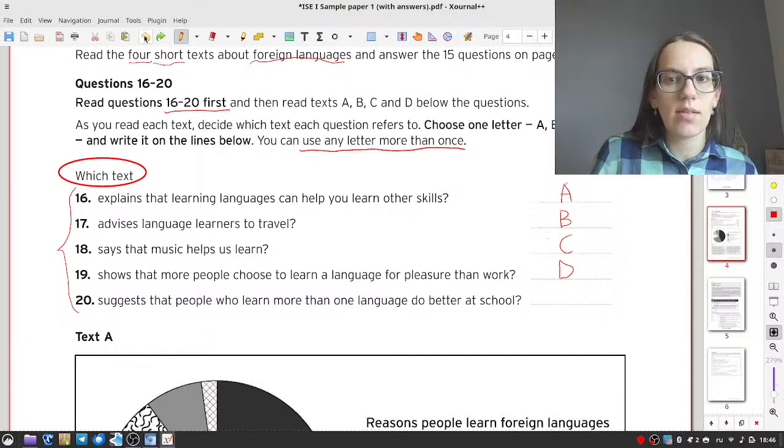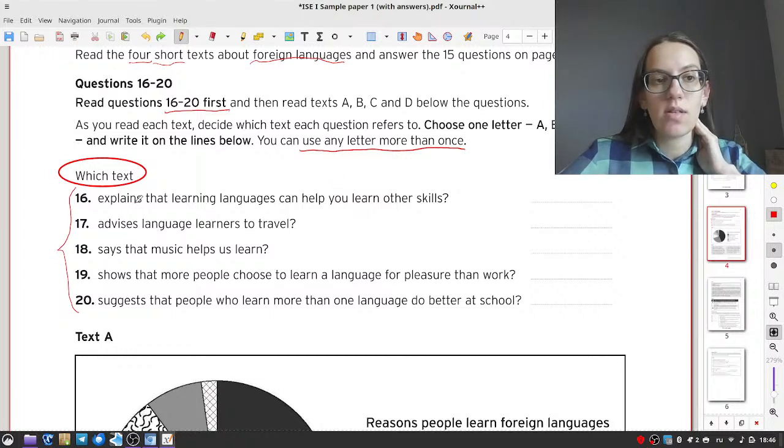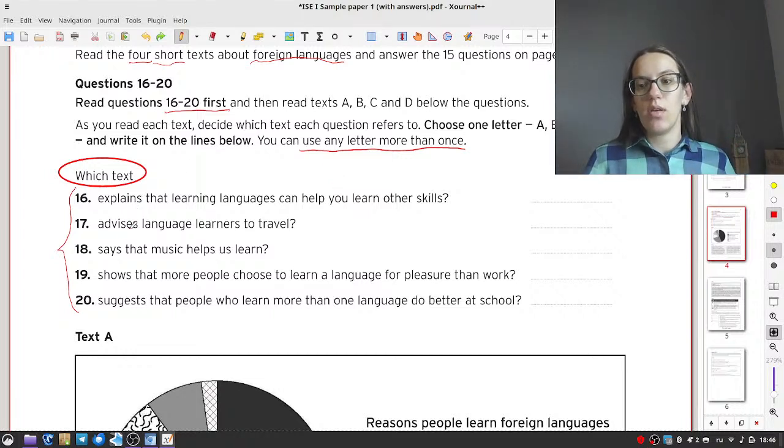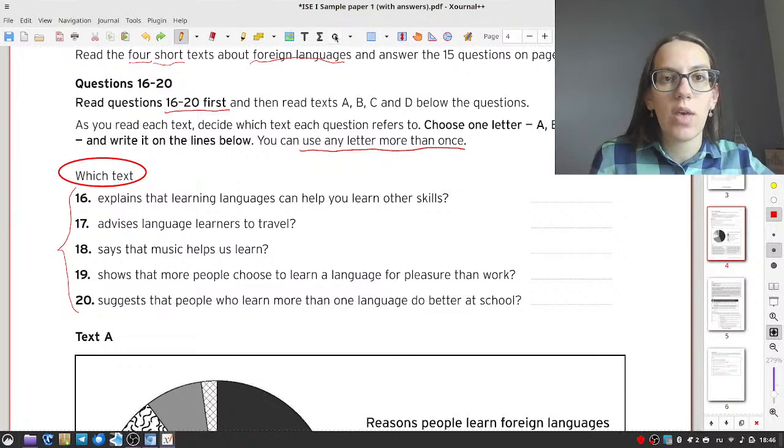Next, what do we need to do to deal with this task? Let's try and find the key words in these questions before we even read the text and try and find connections. Let's try and find the key words.